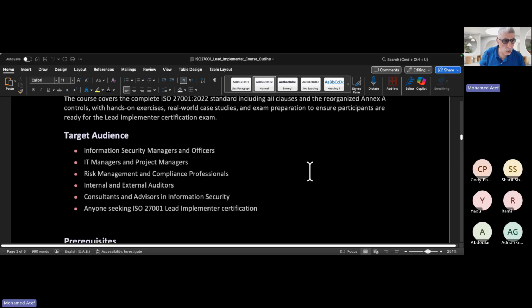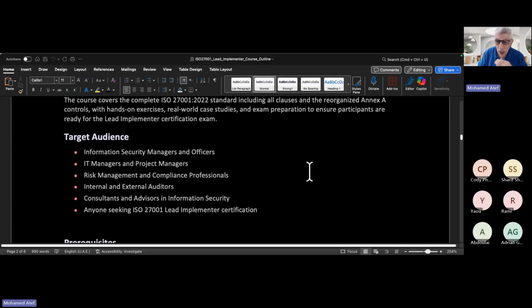So first of all, who is the target audience? Okay, I will keep it simple. Whoever wants to learn how to implement an information security management system in any organization and qualify this organization to be ISO certified, this will be useful for them. Even if you don't plan to get your company certified as ISO 27001, learning how to implement an ISMS is actually quite important.